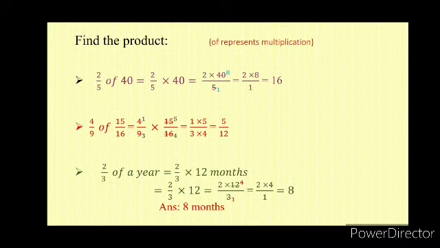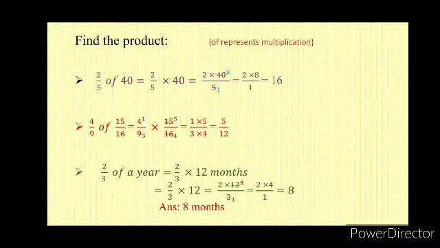Same way 4 by 9 of 15 by 16. So we know that of represents multiplication. So it is 4 by 9 into 15 by 16. And 4 and 16 we cancel in 4 table 1 times and 4 times. 15 and 9 we cancel in 3 table 5 times and 3 times. Now the numerators are 1 into 5 and the denominators are 3 into 4 and the value is 5 by 12.